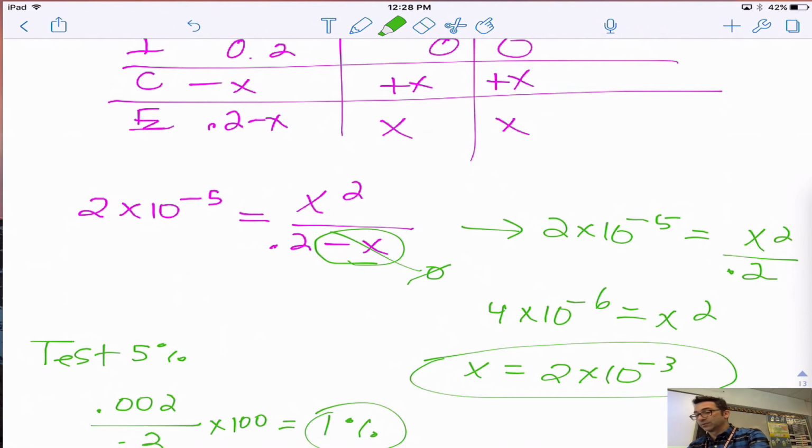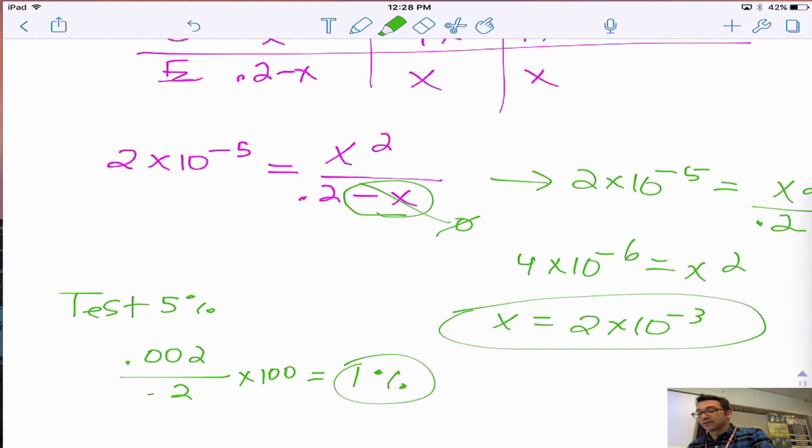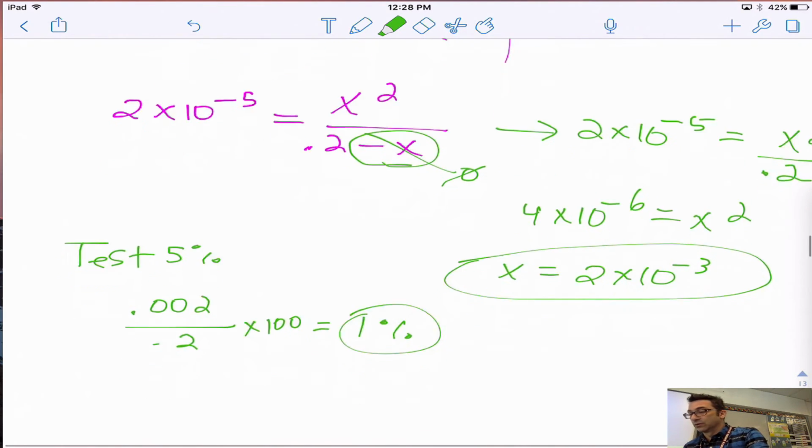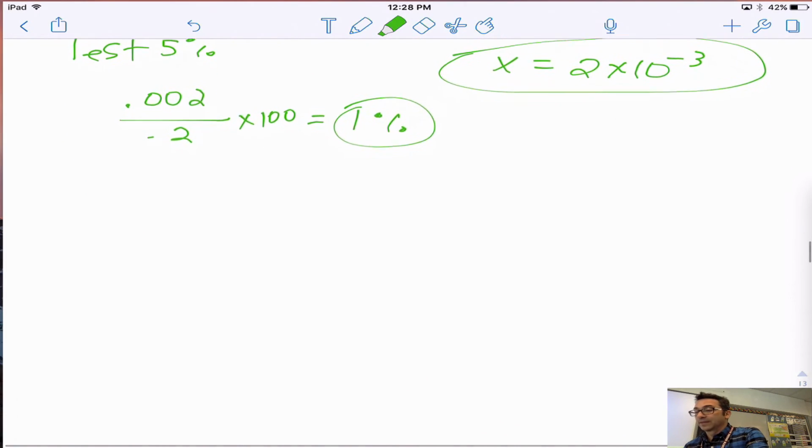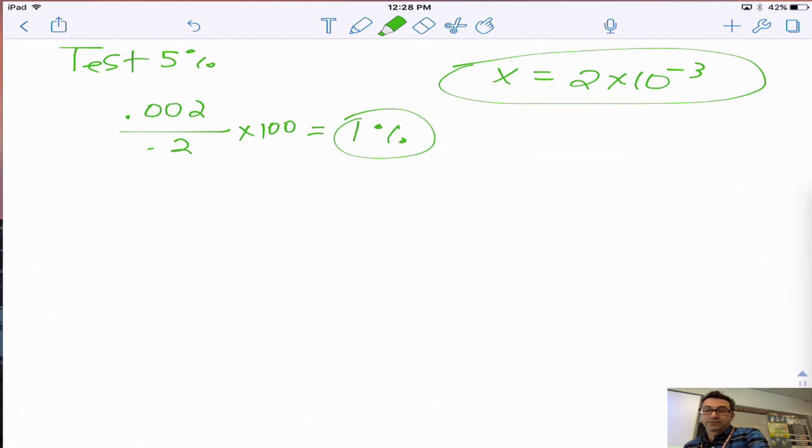So if we use our 5% rule, we have the value of x over the initial, so 0.002 is our x value, over the initial, which is 0.2, times 100, and we get 1%. So there we have our 1%, and we can see that it's less than 5%.